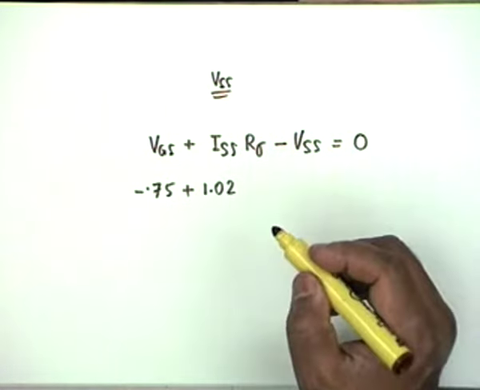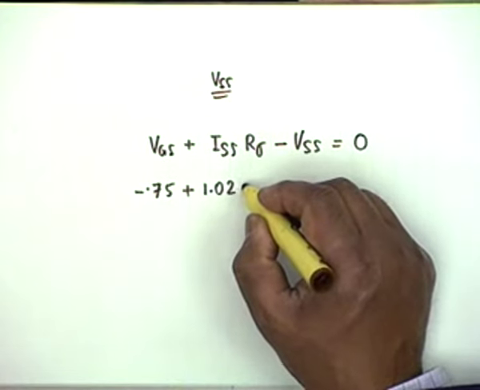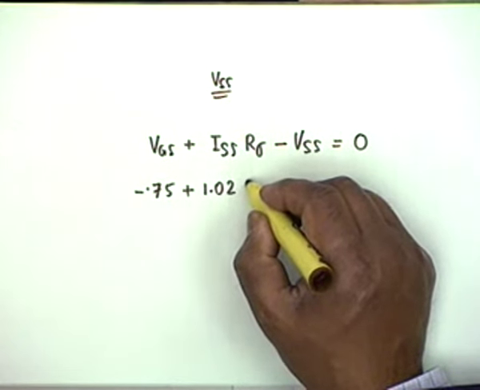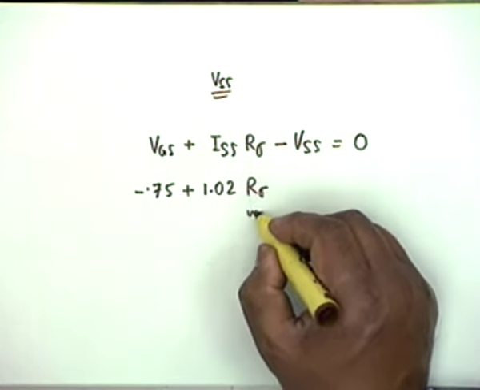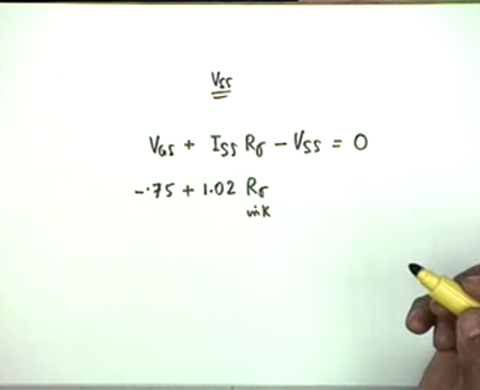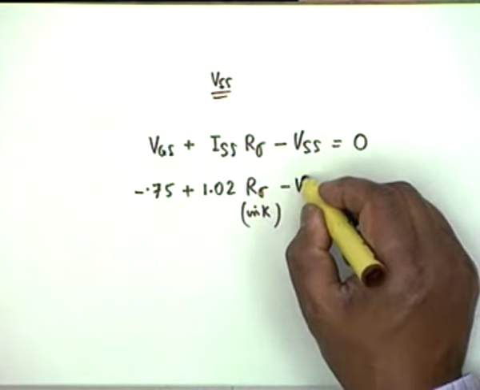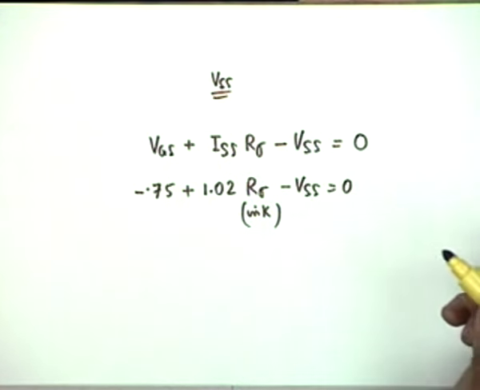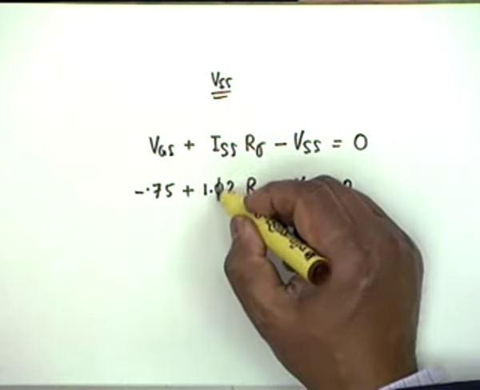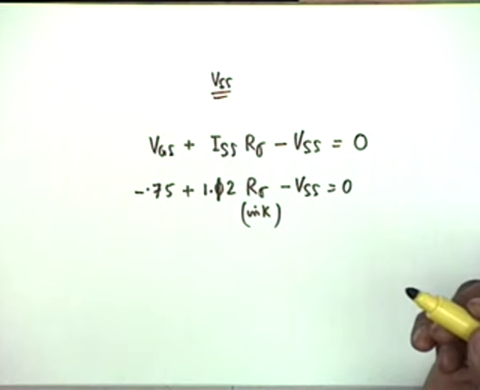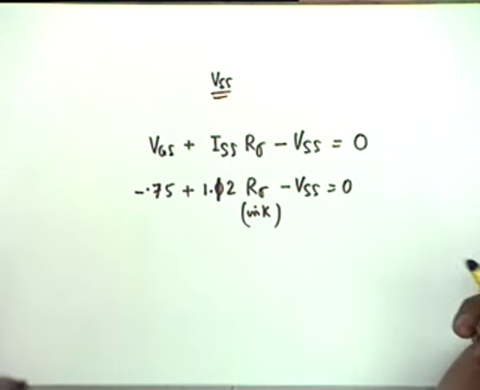1.02, twice 0.56. Okay, multiplied. This is milliampere. So if I write R sigma, this will be in K. All right. Minus VSS equal to 0. What is 7.1? Oh, this is 1.12. Yes, 0.56 multiplied by 2 is 1.12. I agree. I could not but agree.